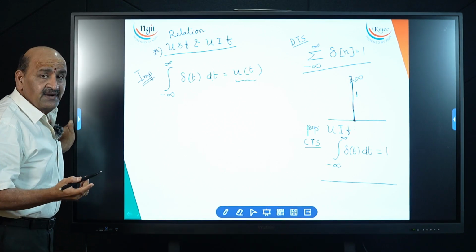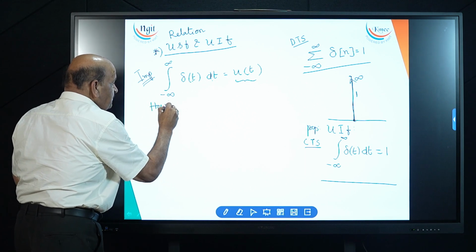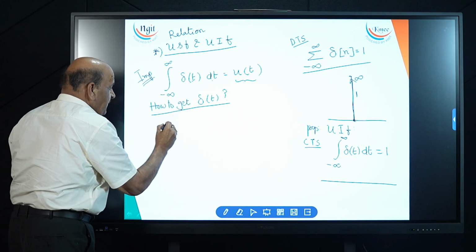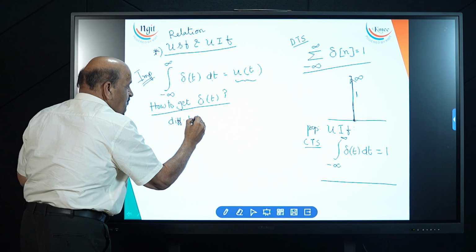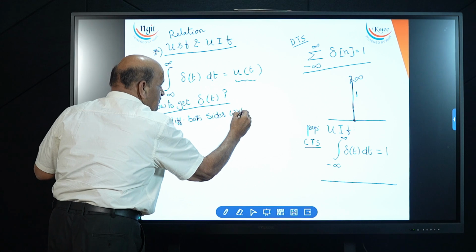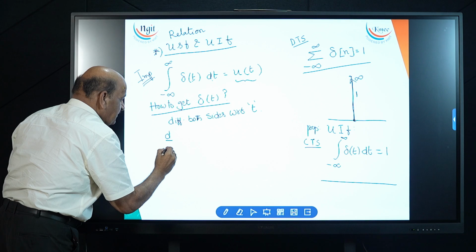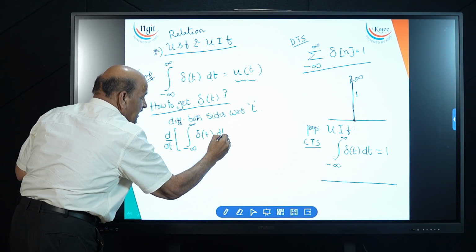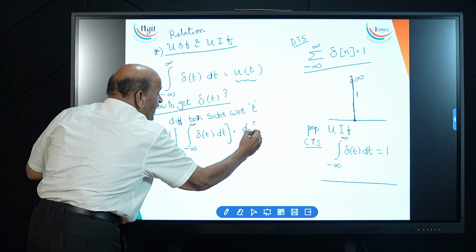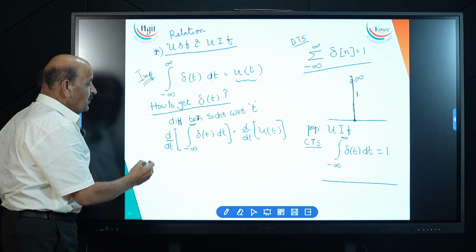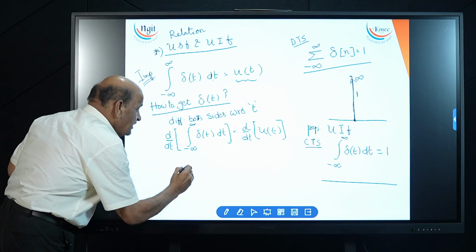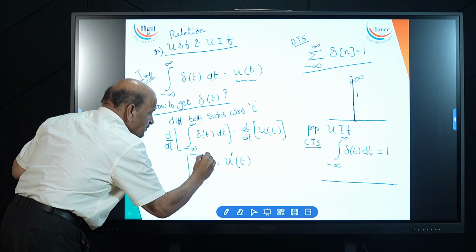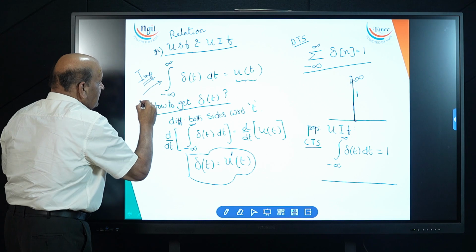Now from this one, how to get the Dirac delta function, delta t? Differentiate both sides with respect to the time variable t. Then d by dt of the integral of delta t dt is equal to d by dt of u of t. Now this differentiation and this integration get cancelled. Therefore delta of t is equal to the differentiation of u of t, u dash of t. Students have to remember this one. These two principles are very much important.